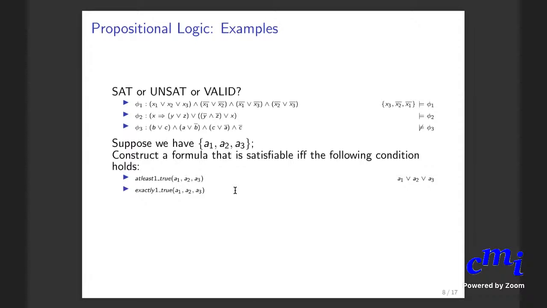Exactly one is true. We can have different conjunctions, as in, A1 and not A2 and not A3, then again or of A1 and not A2 and A3, and again A1 and A2 and not A3. That's one way to do it. You have to make sure that exactly one is true.